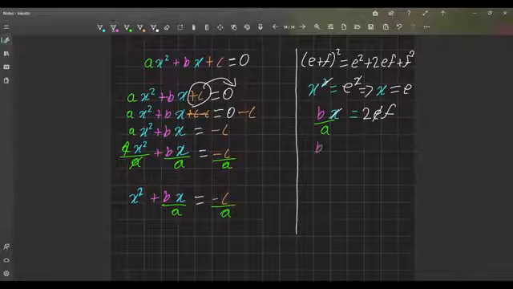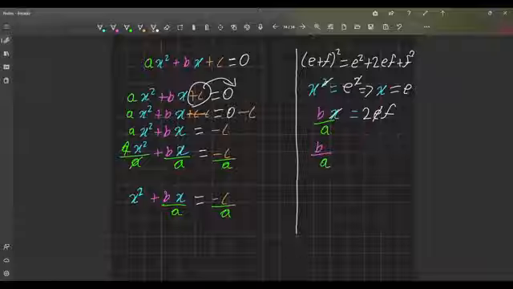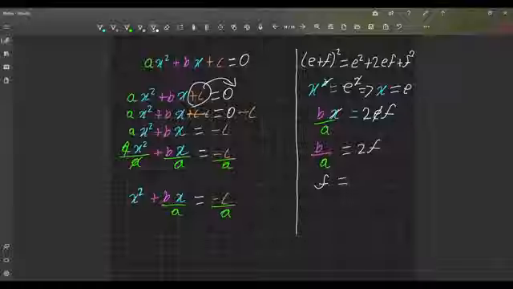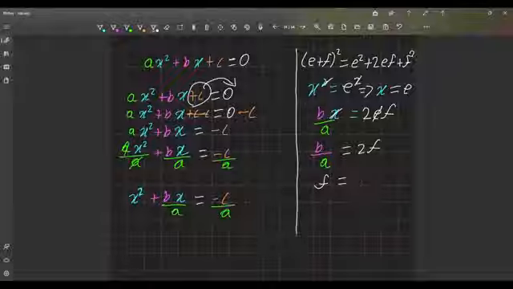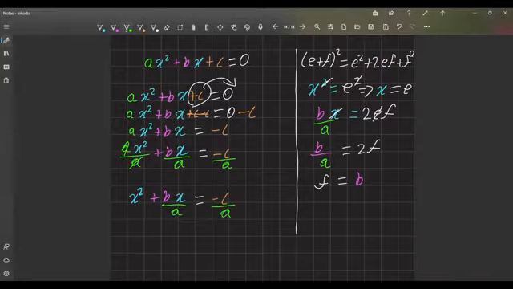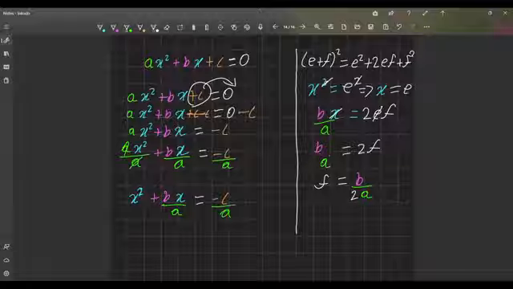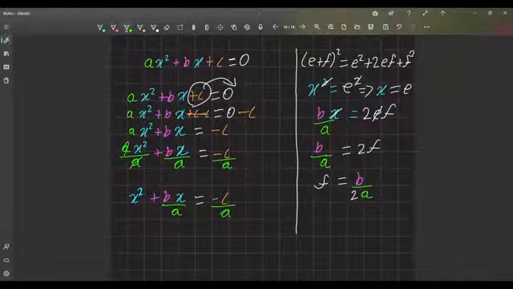Next, I can write b over a to be equal to 2f, and from here we can see that f is equal to b over 2a. Okay, b over 2a. Okay, we can see that.